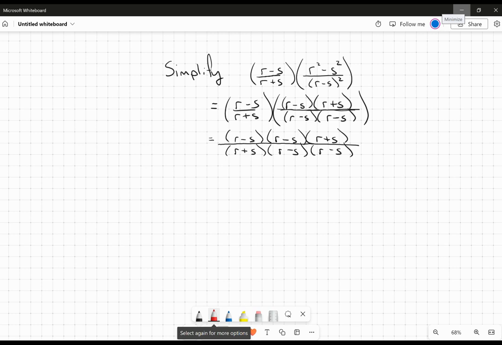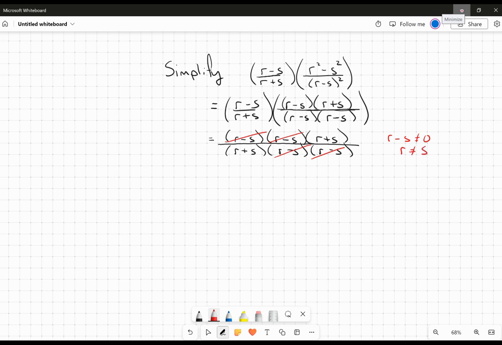Now, the more comfortable you get with this, the quicker you're going to run through all this, and you probably won't need to do some of this. But just to make clear what's going on, now I've got an r minus s in the numerator divided by an r minus s in the denominator, which is going to become 1. Same thing over here. Now, that is true so long as r minus s does not equal 0, which means that I cannot allow r and s to be equal to each other.